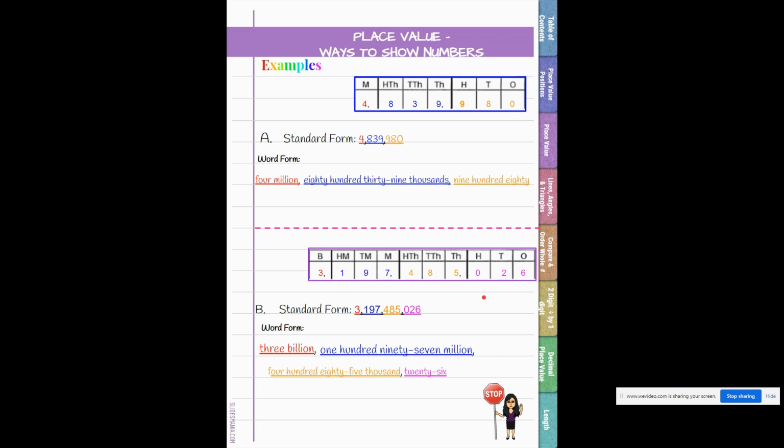So in this lesson, you learned about periods, place value, and ways to show numbers: standard form, expanded notation, and word form.